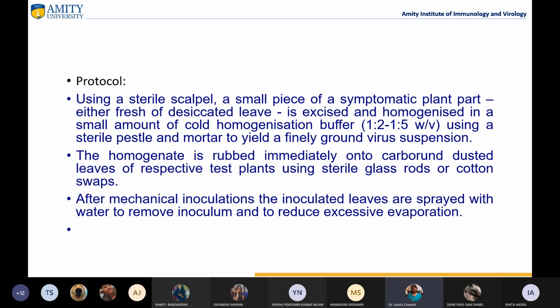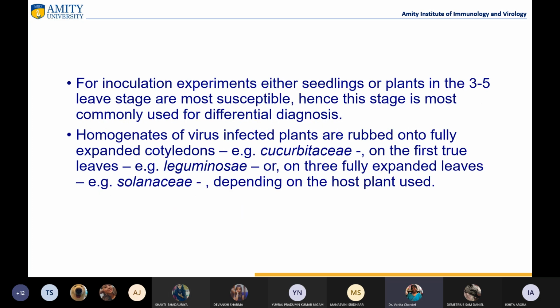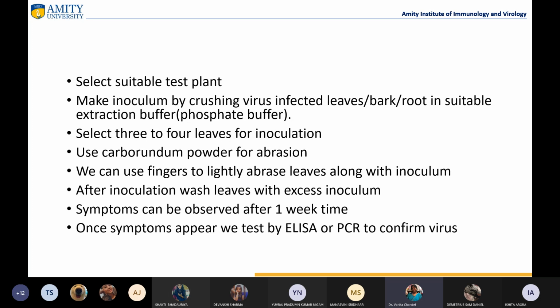Okay, protocol. So this is a kind of detailed protocol that we go for. This is the process basically, right? First, we select a suitable test plant. After that, we make an inoculum by crushing virus infected leaves. It could be leaves, it could be fruits, or for a few fruit tree viruses such as stem pitting or bloating viruses, their concentration is more in the bark of the trees. So we can isolate them from that part also, or from a root, in a suitable extraction buffer, right?